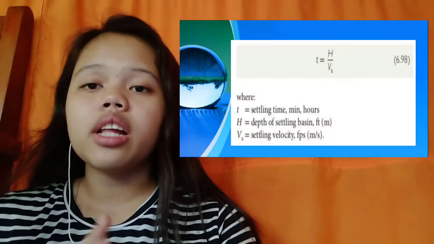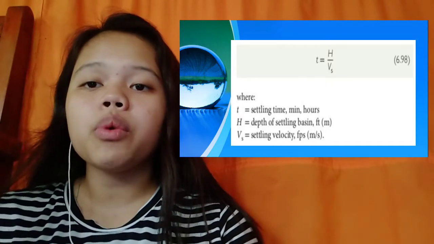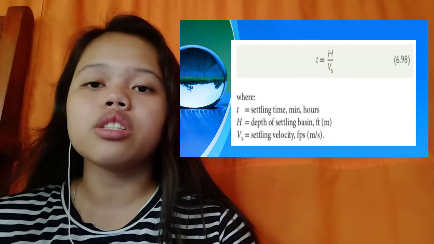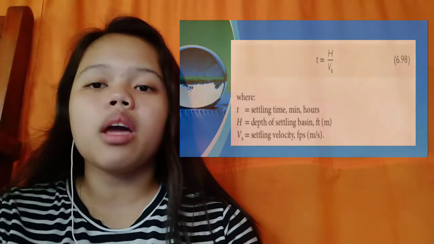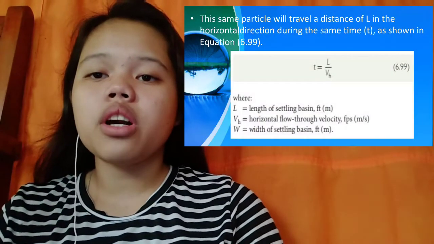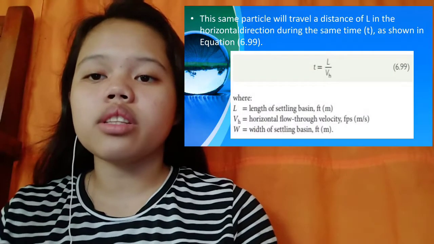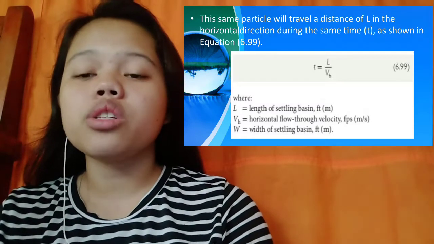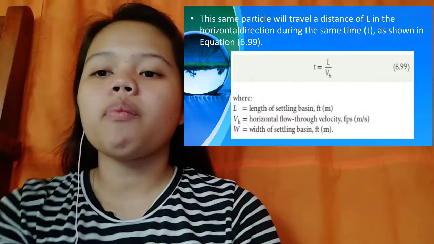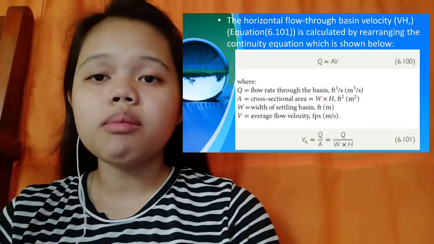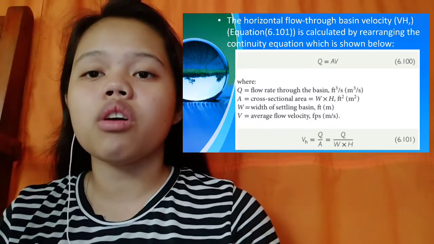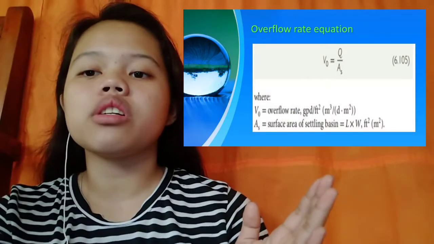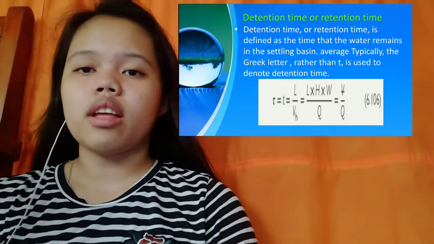Under ideal conditions, a particle will travel a vertical distance of h during time t. Mathematically, the distance traveled is equal to the rate multiplied by time. This same particle will travel a distance of L in the horizontal direction during the same time, as shown in equation 6.99. The horizontal flow-through basin velocity is calculated by rearranging the continuity equation, which is shown below. Overflow rate equation.